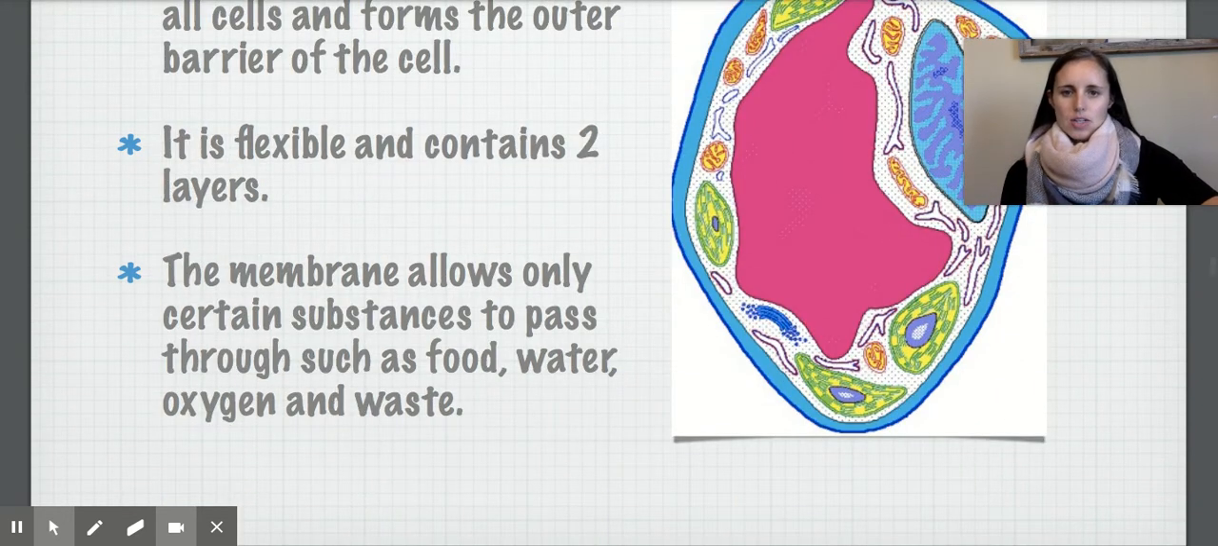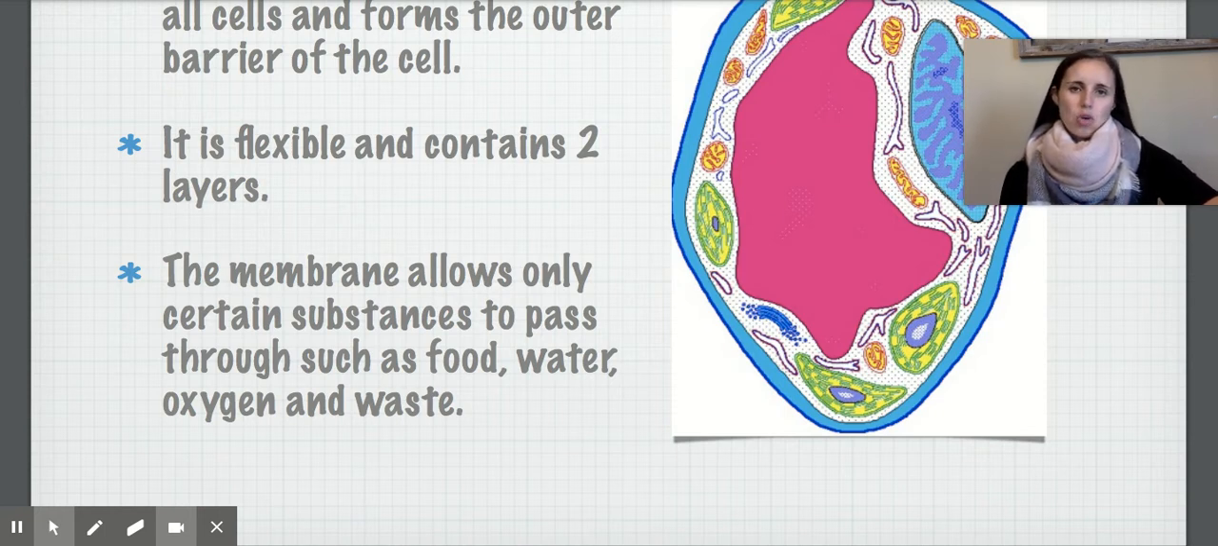So it's pretty tricky. Membranes allow only certain substances to pass in. Those certain substances you might want inside the cell are food and water. You also might want to have oxygen come in. You want to have things go out like waste and sometimes carbon dioxide. So you have to be very careful with how the cell membrane is structured.